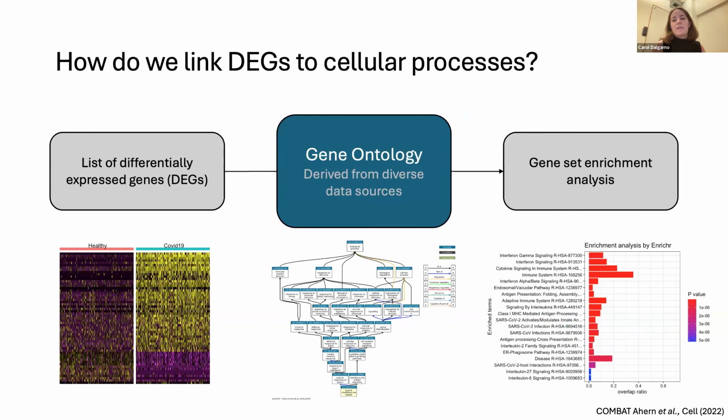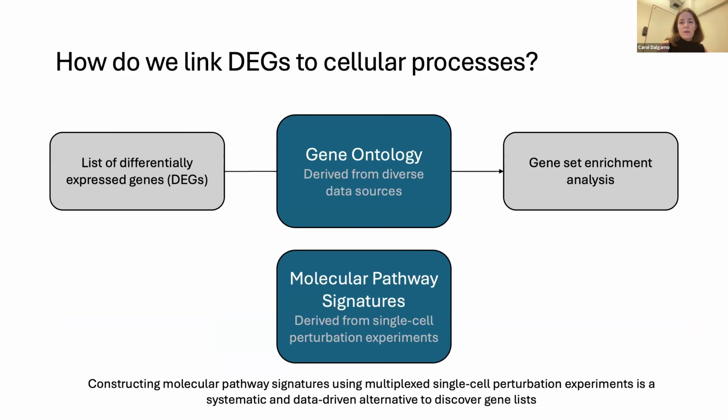A central challenge in genomic data analysis is figuring out how to condense high-complexity omics data into interpretable biological conclusions. Gene set enrichment analysis is a popular approach that addresses this challenge by comparing lists of differentially expressed genes to a gene ontology or another similar database, and then returning enriched terms for cellular processes. While gene ontology is derived from diverse data sources, today we'll be discussing our approach, which uses a uniform assay, single-cell RNA-seq, to discover gene lists from perturbation experiments. This is a more systematic and data-driven approach to discover gene lists, which we call molecular pathway signatures, that are involved in distinct cellular processes.